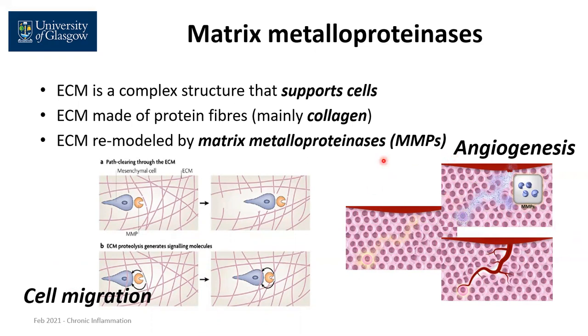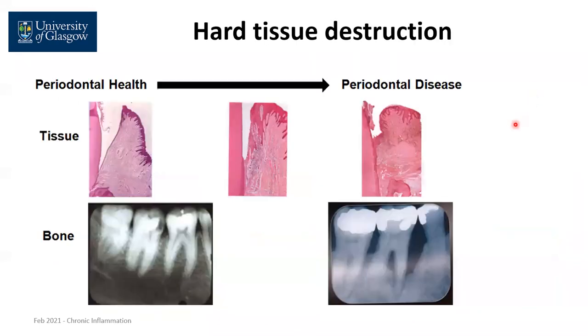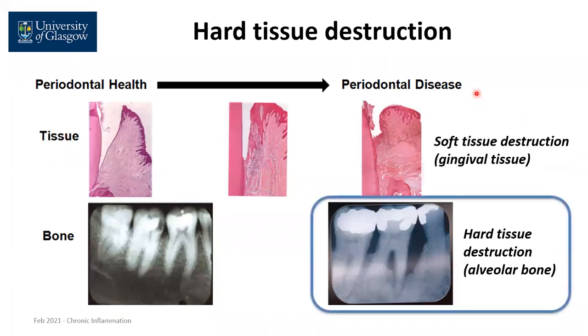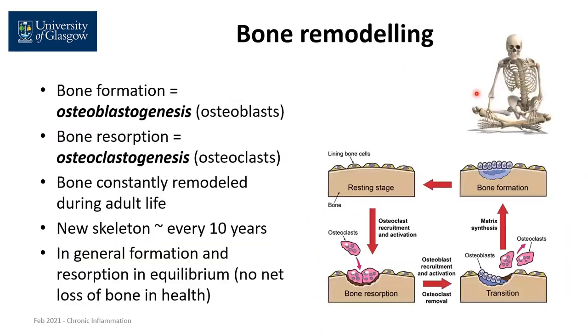And MMPs play an important role in this as they basically make room within the tissue for the new blood vessels to form. So moving on to the hard tissue destruction, and specifically in the context of periodontal disease, the destruction of the alveolar bone that is underlying the tooth, that keeps the tooth in place.